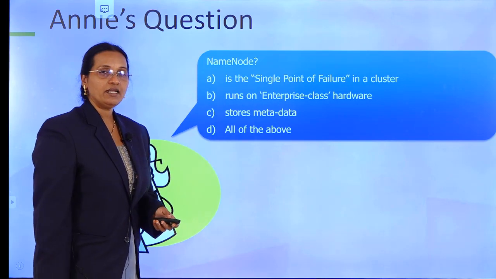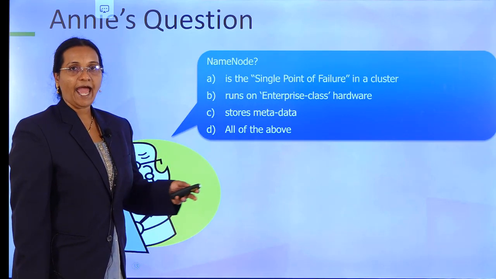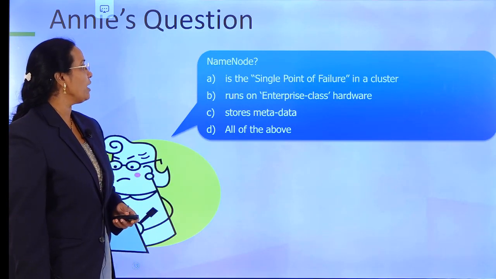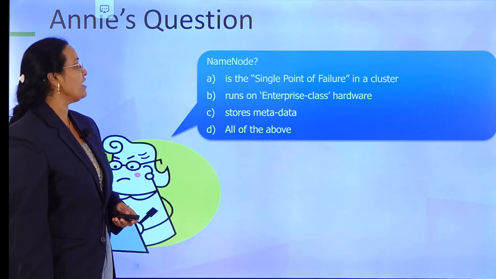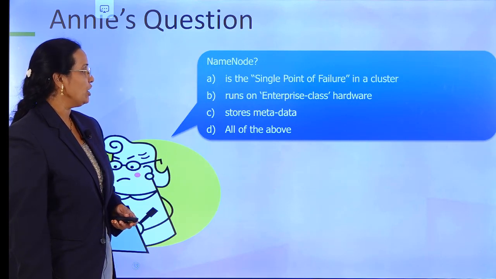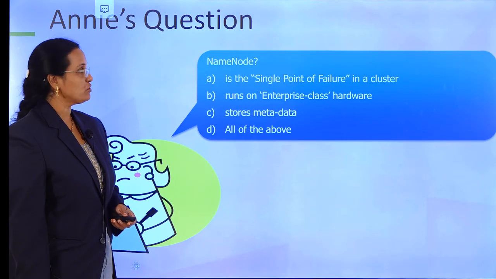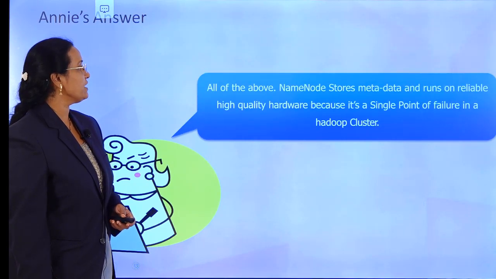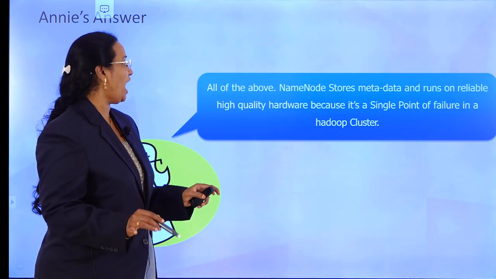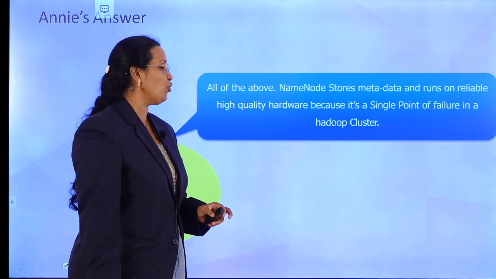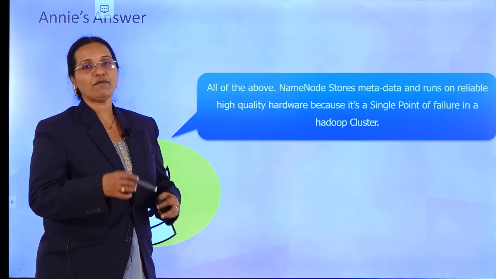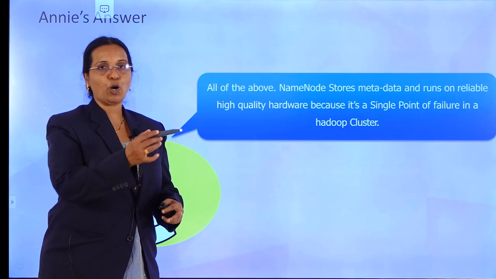As you know, in our sessions, Annie will be interested to ask questions and puzzles. A small question: A, the name node is the single point of failure in a cluster; B, runs on enterprise class hardware; C, stores metadata; D, all the above. So what is the answer for that? The answer is all the above, as the name node stores metadata and runs on reliable high quality hardware because it's a single point of failure in a Hadoop cluster. And when there is a single point of failure, fault tolerance is there. Whatever node is empty or idle, the job will be allotted automatically.